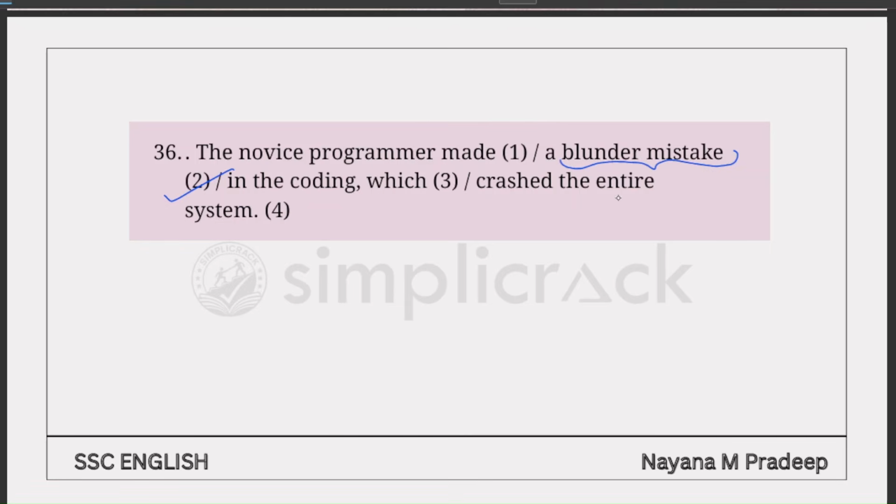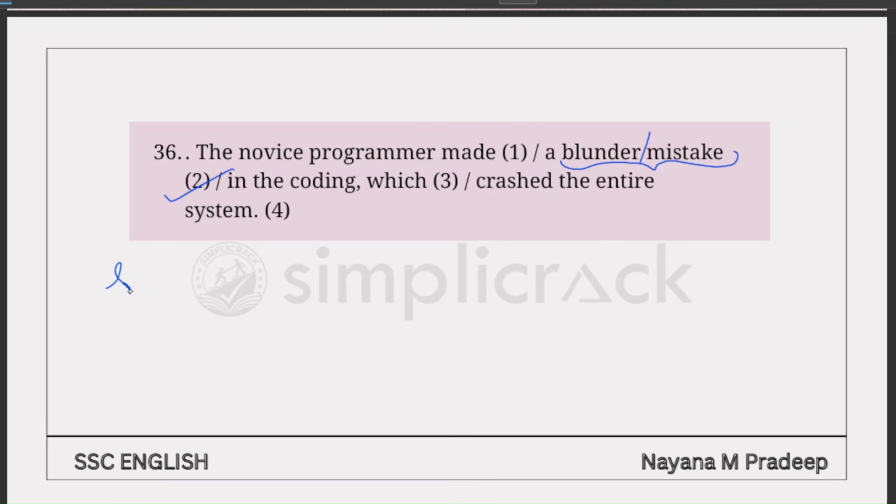Here you have used two words that mean the same thing together. A blunder is also a mistake. You should not use two words that mean the same thing together in a sentence. So it should either be the novice programmer made a blunder in the coding, or the novice programmer made a mistake or a huge mistake in the coding. A blunder is a huge mistake, a great mistake. So instead of using two words that mean the same thing, you should have used either a blunder or a great mistake or a huge mistake. Make sure that when you read a sentence, there are no words with the same meaning used together.